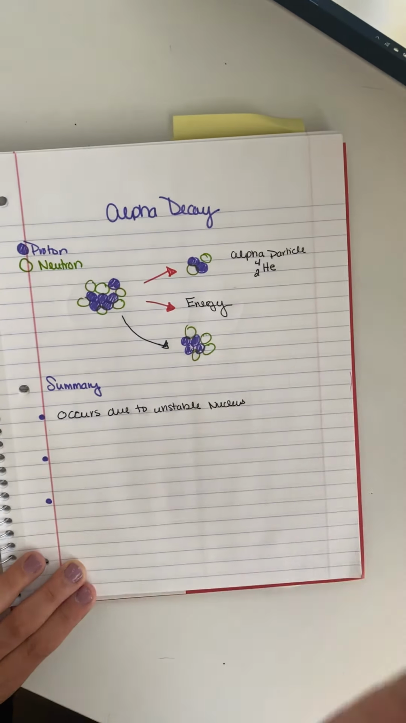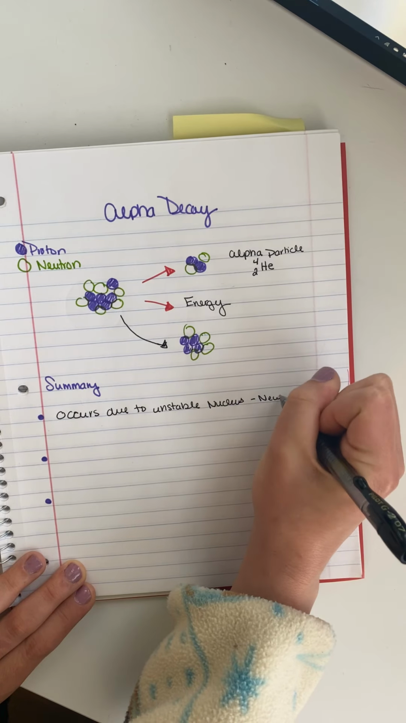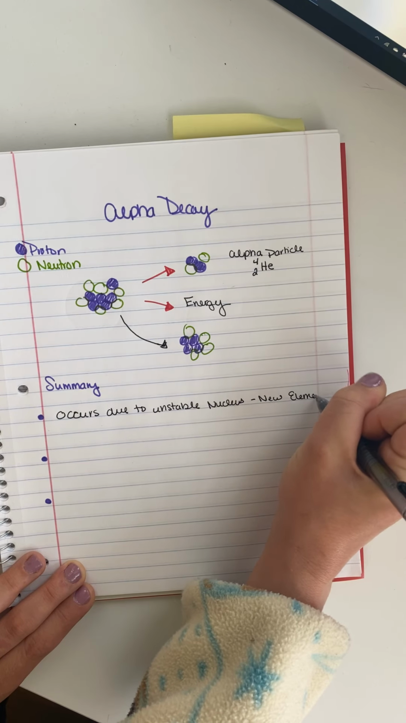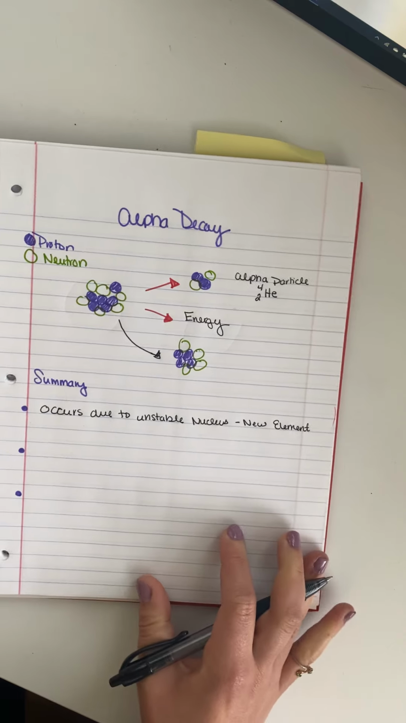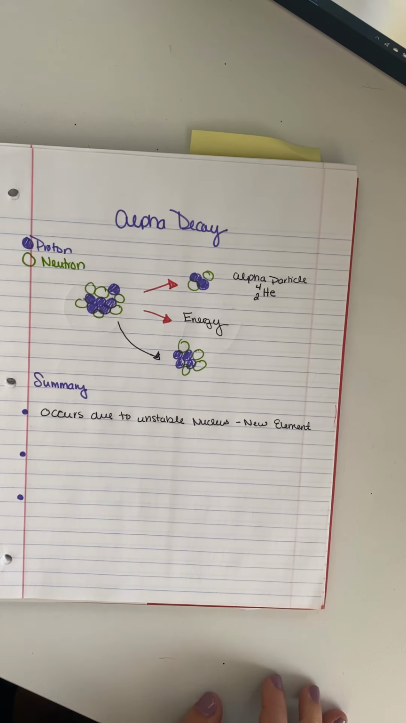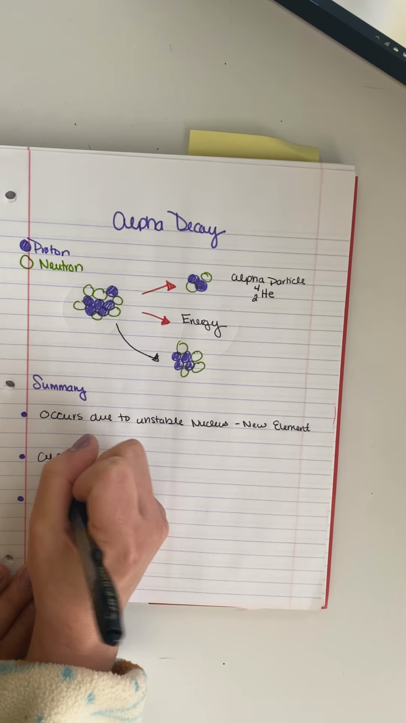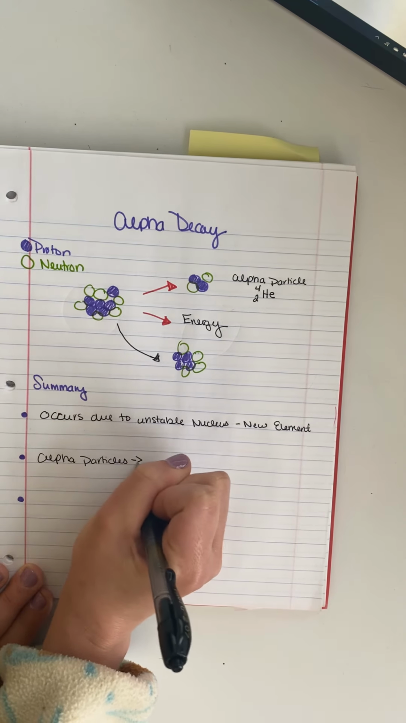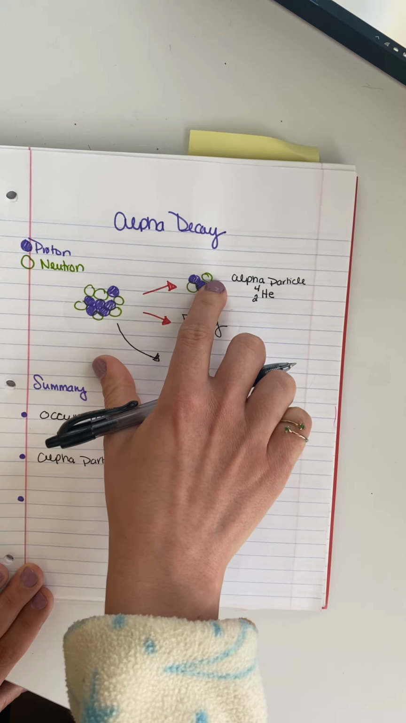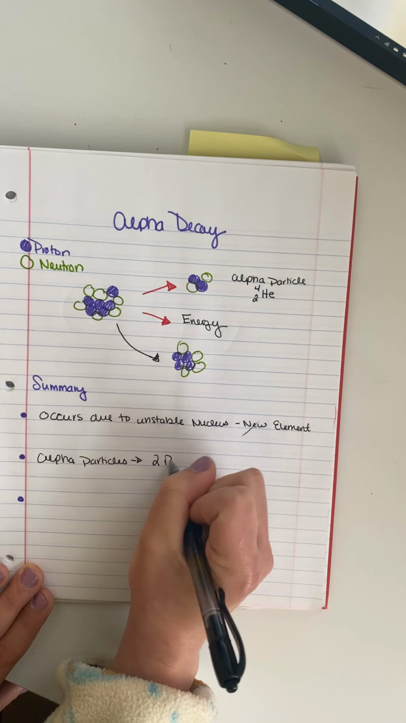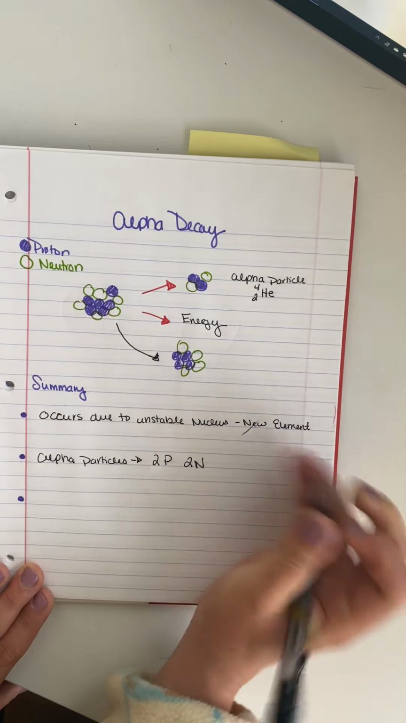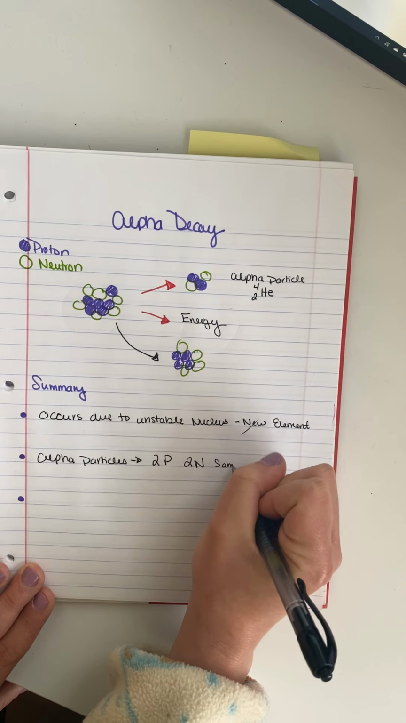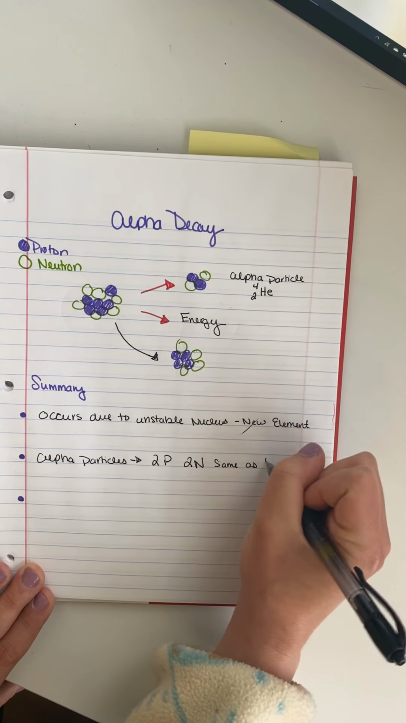And it does form a new element. I'm sorry, I'm taking shorthand notes. I'm trying to keep this video semi short. So alpha particles, what are they? We discussed it a little bit ago. They are 2 protons, 2 neutrons, 2p, 2n, same as a helium nucleus.